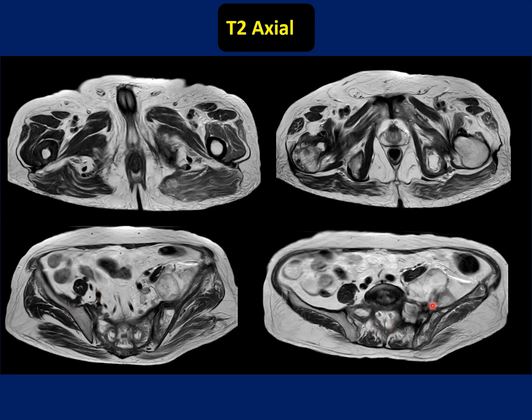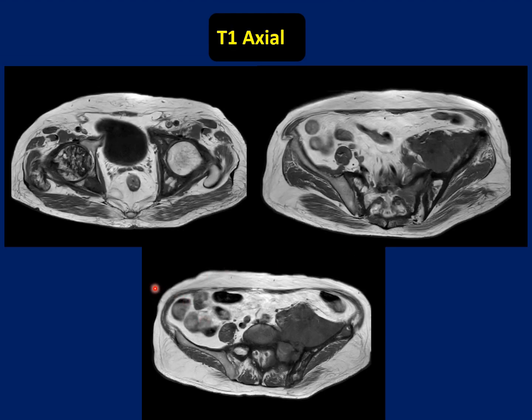As we move more cranially, there is a well-defined T2 hyperintense mass lesion just anterior to the left sacral ala. The sacrum is also expanded at this point. T1 axial images, again the same thing is visualized. There is coarsening of the trabecula involving the right femoral head. The right ischium and the left ischial tuberosities are involved.